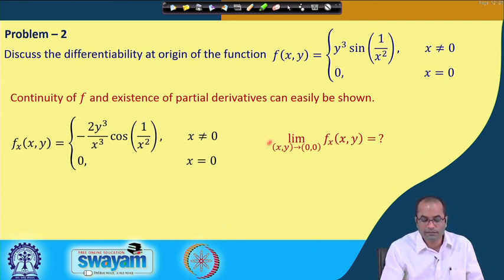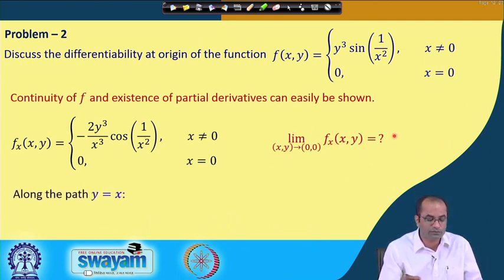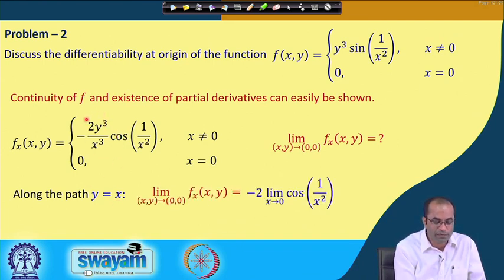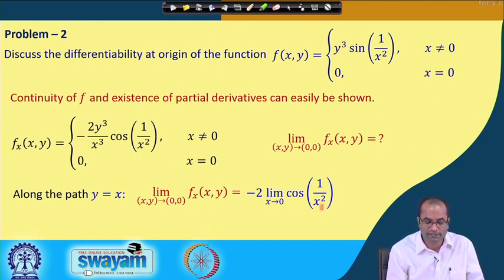So, when we take this limit of f_x at (x, y) going to 0 along the path y equal to x, this is easy to see. If we take this path y equal to x, then what will happen to this limit? This limit will be minus 2 cos(1/x²), and the limit as x goes to 0 in this case does not exist. One can clearly see that cos(1/x²) is not a definite value. So, here this limit does not exist along this particular path itself.